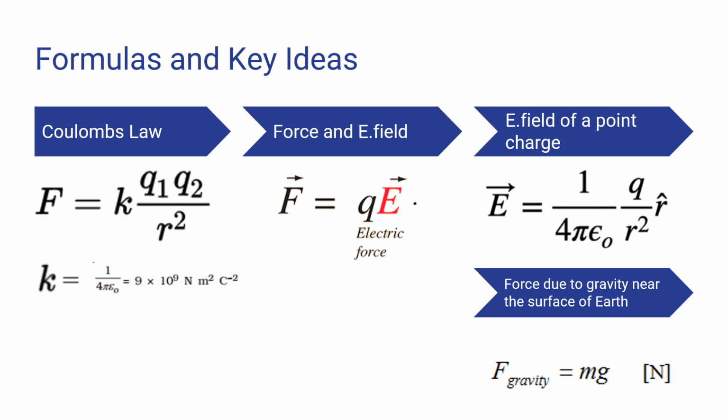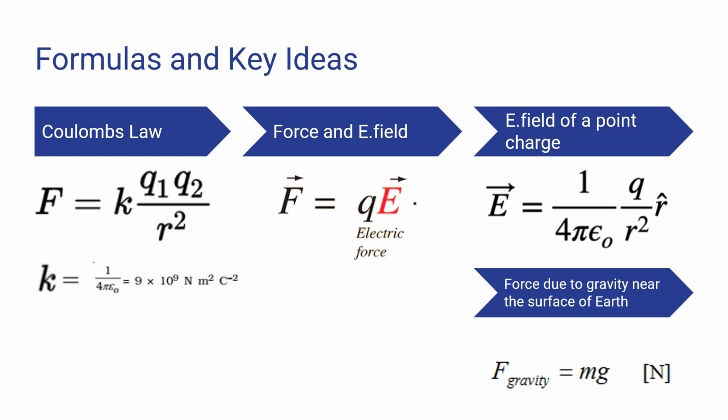First, we have Coulomb's law of electric force, which describes the interaction between two charged particles at a certain distance. And then we have the relationship of the force and the electric field, which just tells us that the force is going to be equal to the product of the electric field and the charge of a particle. And then we have the electric field of a point charge, which is the force at a certain location given the presence of a charged particle. And of course, the force due to gravity.